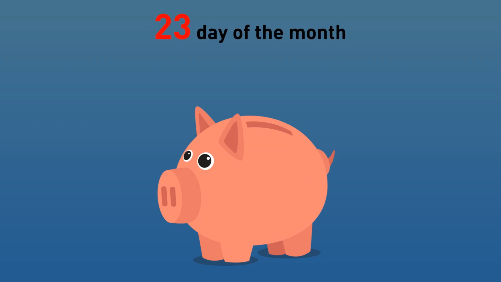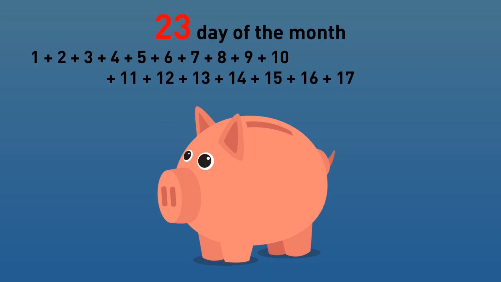Shelly's birthday is on the 23rd day of the month. The easiest way to crack this riddle without engaging in any formula would be to simply add the numbers until we get 276. It will happen on the 23rd day.